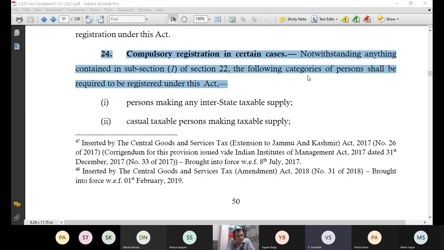Please try. Sir, I think section 22 is concerned with intrastate supply and section 24 is concerned with interstate supply. No, actually, your voice was not clear. Anyhow, let me tell you what is the exact difference between 22 and 24.